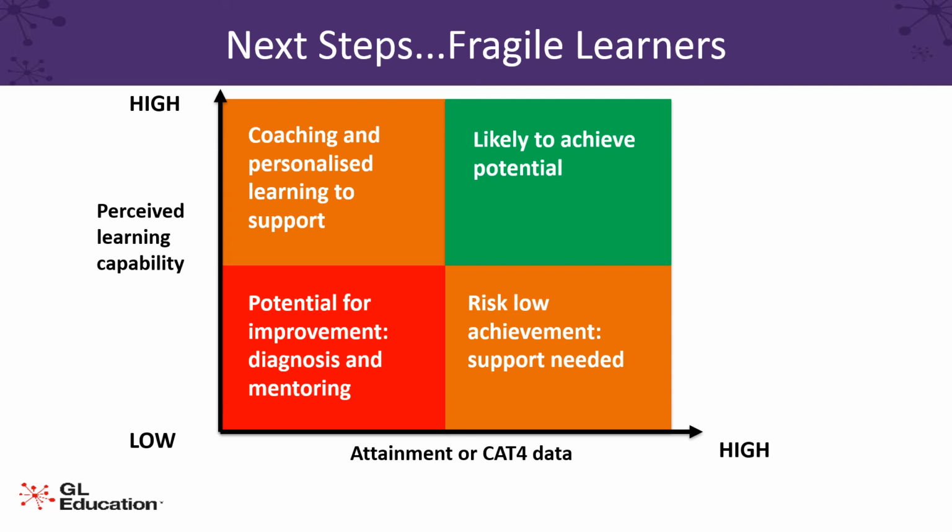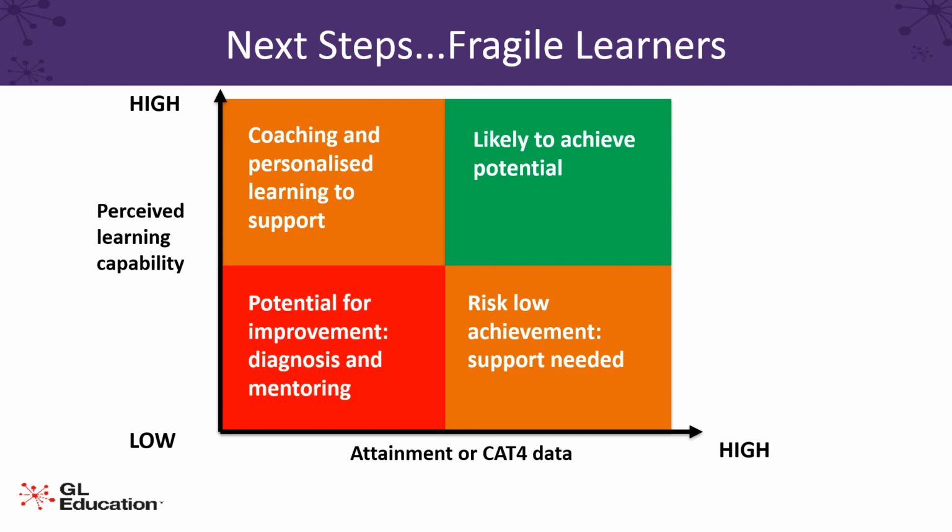If you use CAT4, our abilities test, in your school, the next step is to begin triangulating the CAT4 data with the PASS data. By plotting each of your students' CAT4 mean scores against the student's percentile score for perceived learning capability, you can gain even greater insights. For example, as you can see on screen now, those with high CAT4 scores and high perceived learning capability scores are much more likely to achieve their potential as they have a very positive view of their abilities.